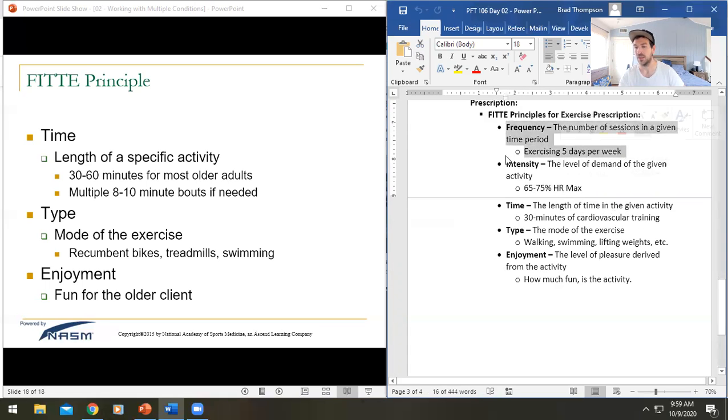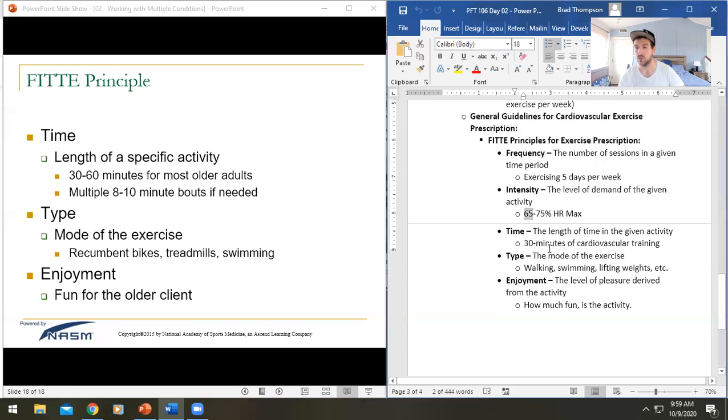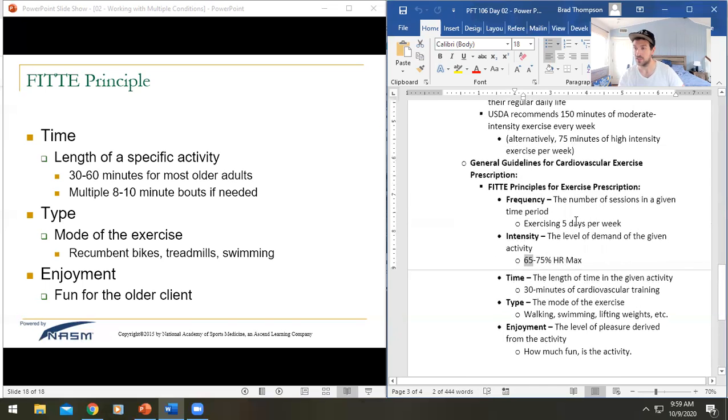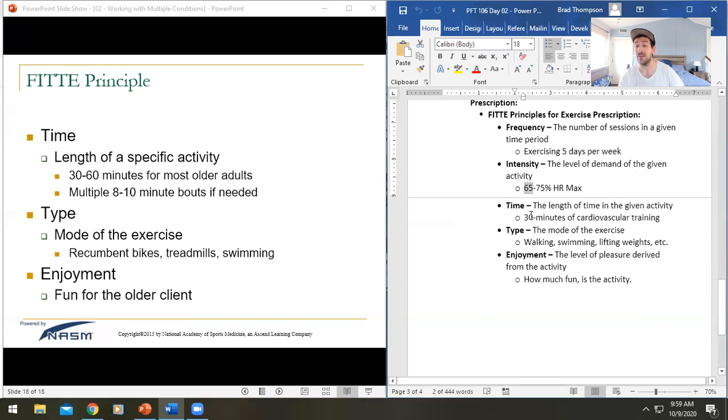Frequency is 5 days per week. Intensity is 65%, right? I'm going to be meeting the USDA recommendations. And if my time is 30 minutes, that's the length of time given in the activity. That's going to be enough for me to meet that minimum guideline, right? My type, let's say it's going for a walk, right?